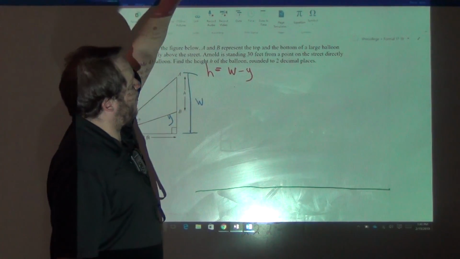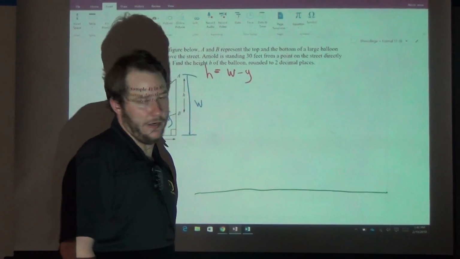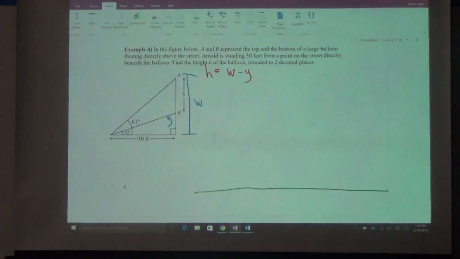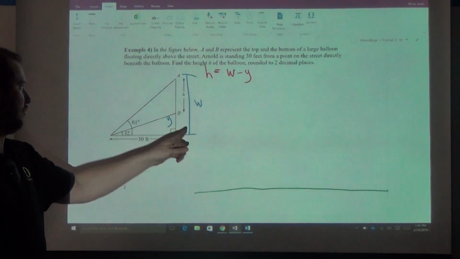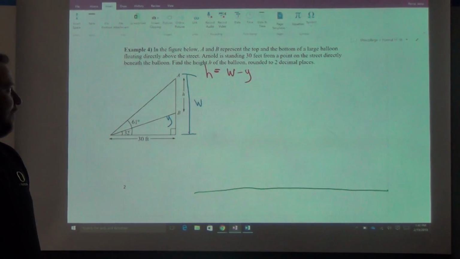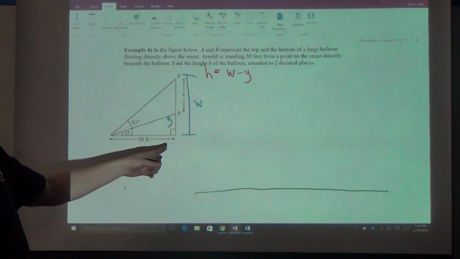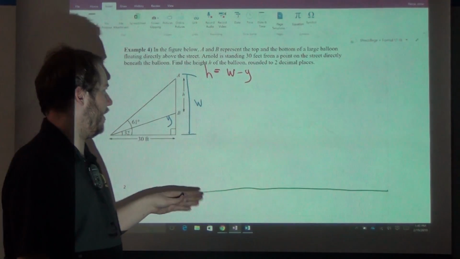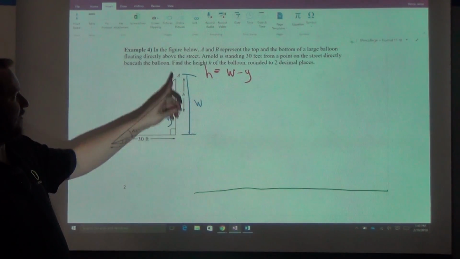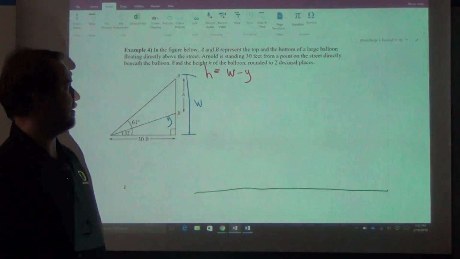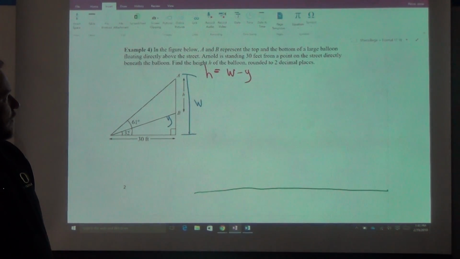I'm going to try this one off the projector instead. So we're looking at a figure below. We've got A and B to represent the top and bottom of a large balloon flying directly above the street. Arnold is standing 30 feet away from a point on the street directly below the balloon. Find the height of the balloon, round to 2 decimal places.